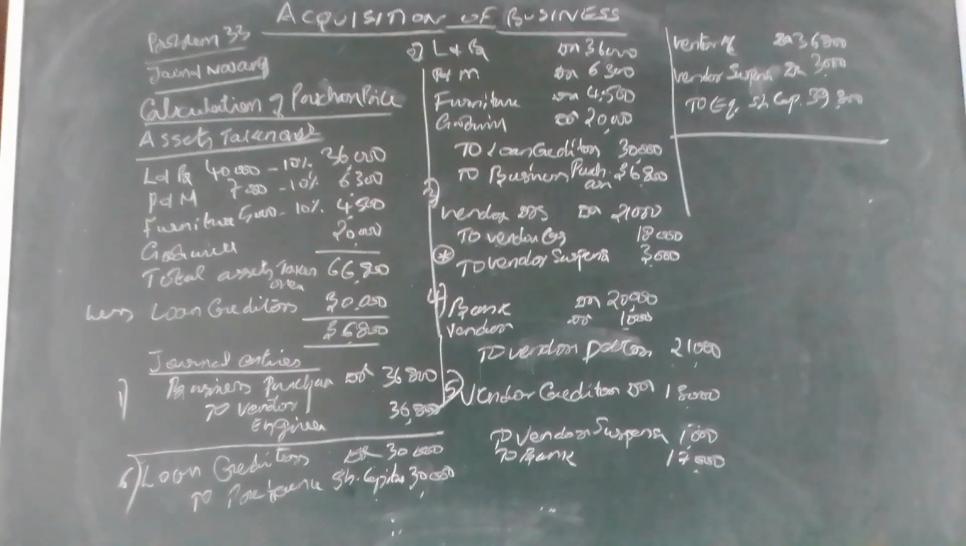Coming to our point of discussion, in today's class we are going to solve a problem on acquisition of business, and this is a problem taken from Jain and Narang, problem number 33. This is slightly a typical problem.